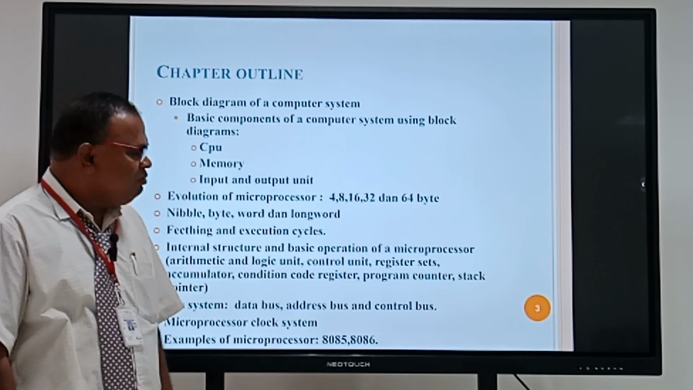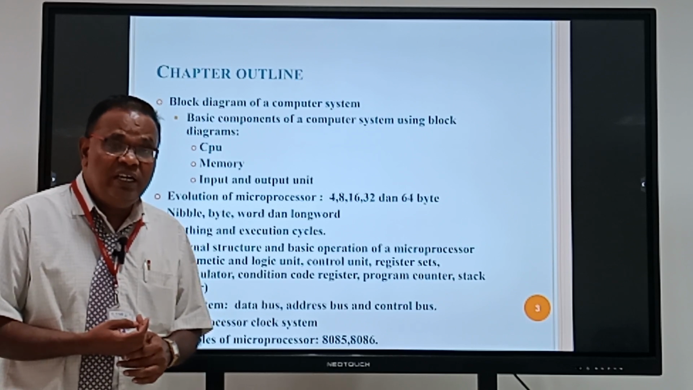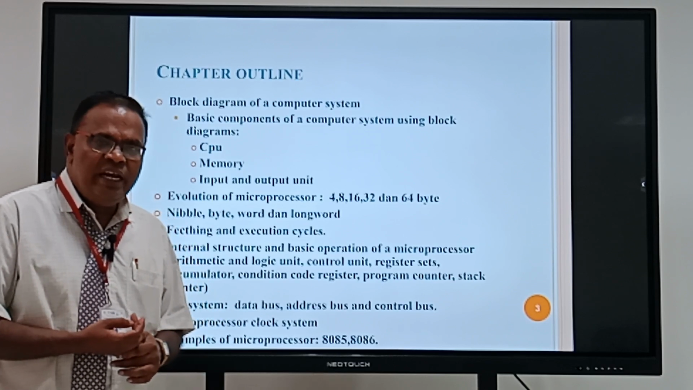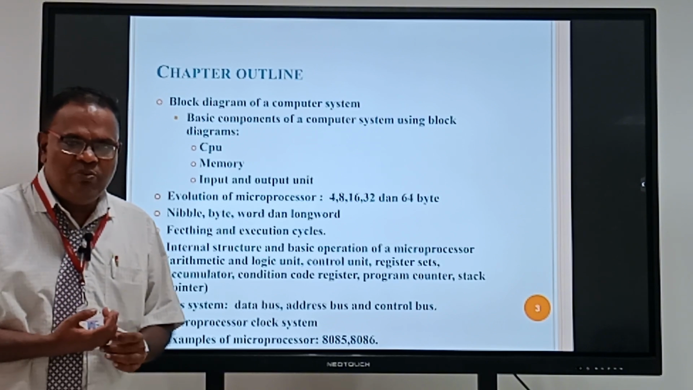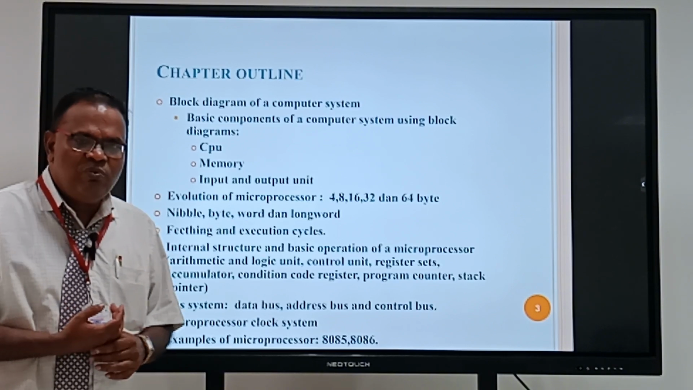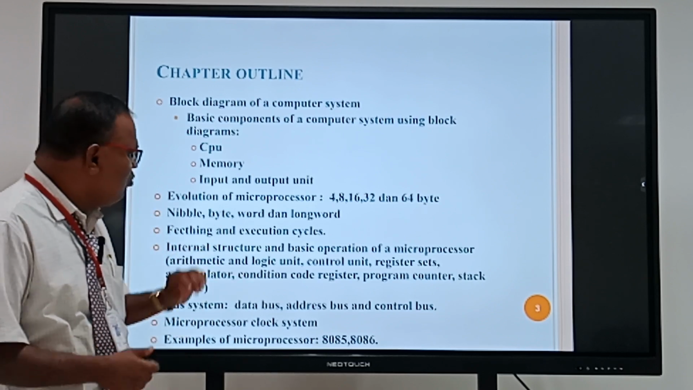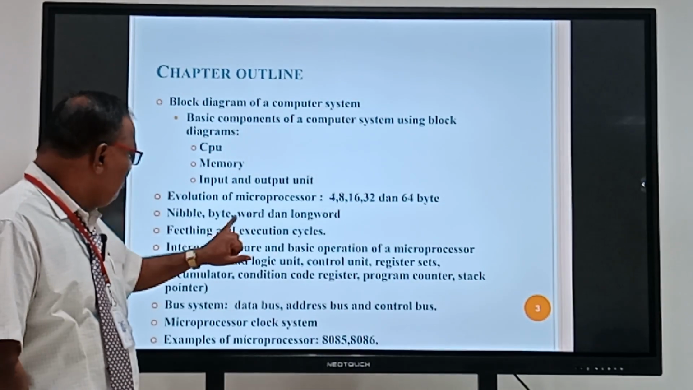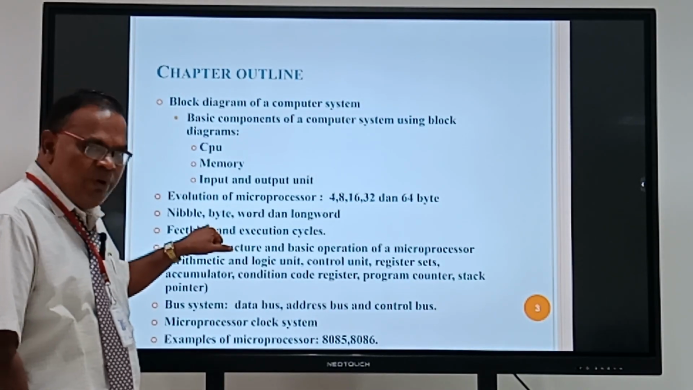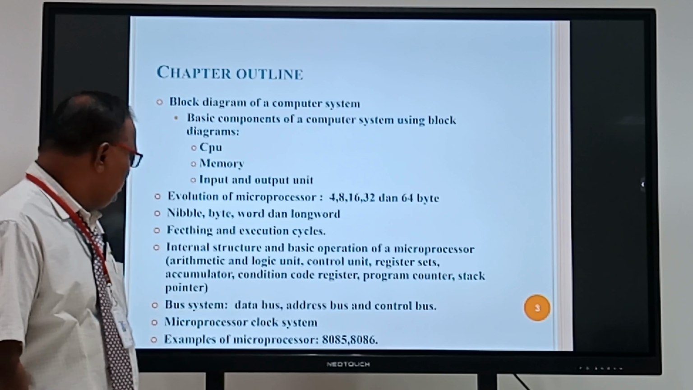Next, the evolution of the microprocessor. In this evolution we are using different bit widths: basically 8-bit microprocessor, 32-bit microprocessor, and 64-bit microprocessor. Something like that we are utilizing in this processor. And next, the nibble, byte, word, and long word. A nibble is 4 bits, a byte is 8 bits, and a word is a length of bytes.